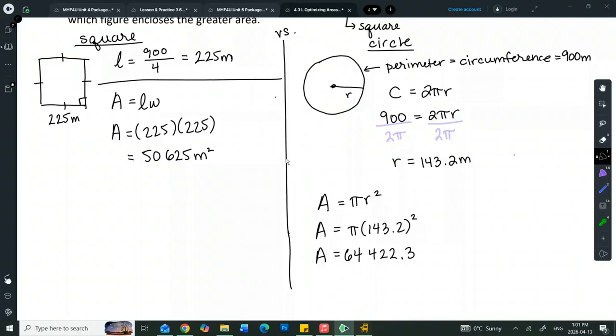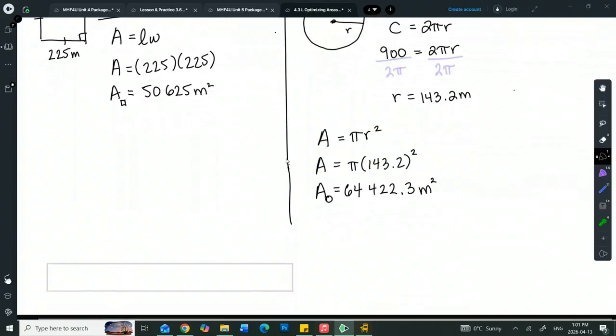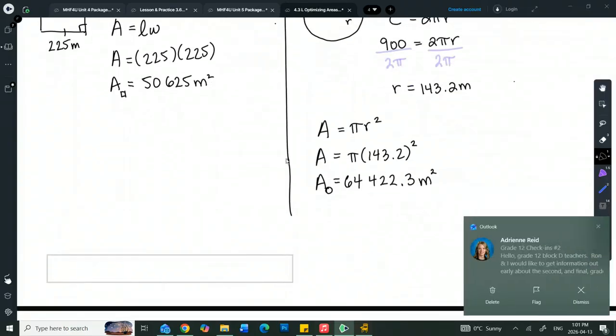Okay. What's the unit of measurement? Close. For area? Nope, that's volume. So squared, meters squared. Okay, so on one hand, we have the area of the square giving us 50,625 meters squared. And then on the other hand, we have the area of the circle, which gives us 64,422. Which one is the better option for optimizing the area?